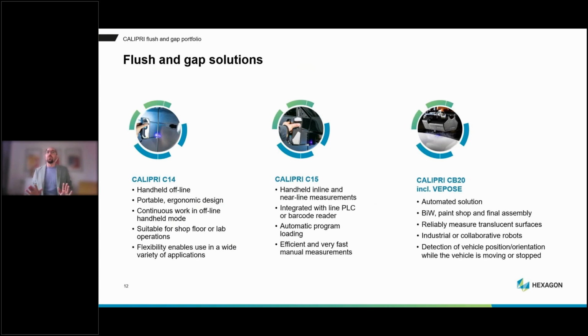And of course, we do offer the CB20 range for automated solutions in body in white, in paint shop, and in final assembly. We can reliably measure translucent surfaces, we can work with that on industrial and collaborative robots, and also as an add-on, we offer the vehicle position detection VPOS, which will detect the position and orientation of the vehicle while the vehicle is moving or also while the vehicle is stopped.